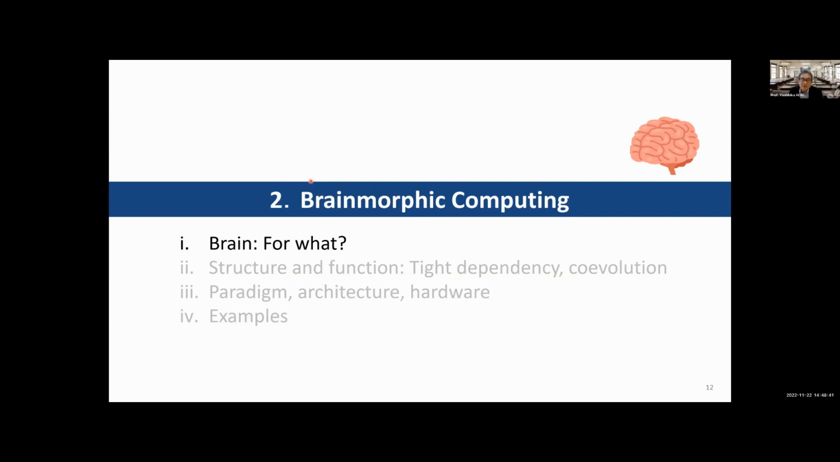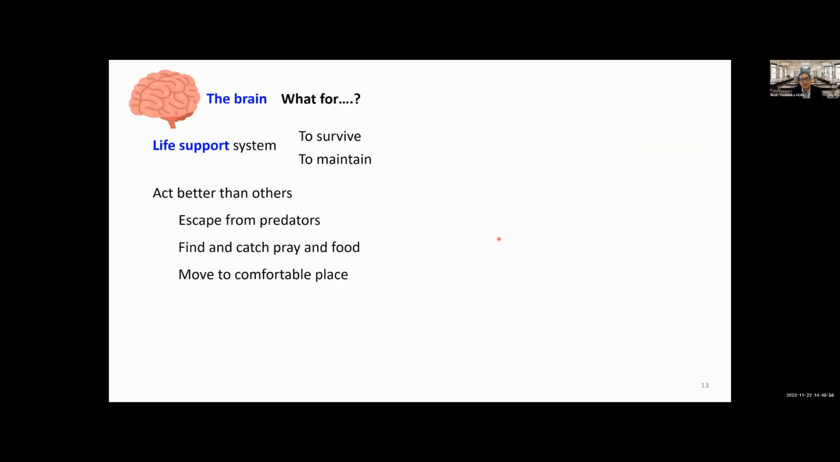Okay, let's move on to brain-morphic computing. So the first item is about the brain, and we have 4 items in this chapter. Okay, so brain, what for? The brain was originally developed for the life support system, so to support life itself.